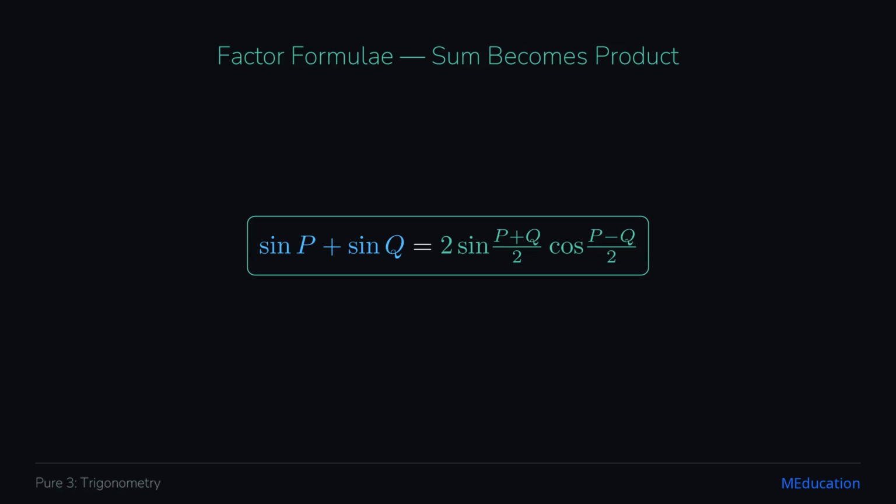Last tool in the box, the factor formulae. They do for trig what factorizing does for algebra, turn a sum of 2 sines or cosines into a product. Why bother? Because a product equals 0 is easy to solve, and a sum equals 0 is not. They come straight from adding and subtracting the addition formulae.